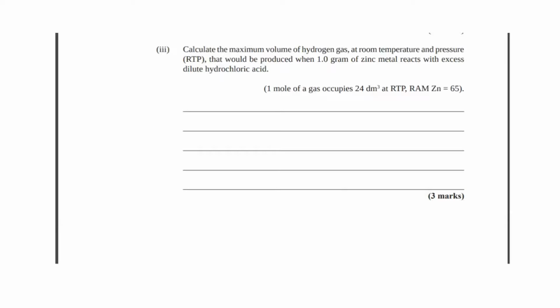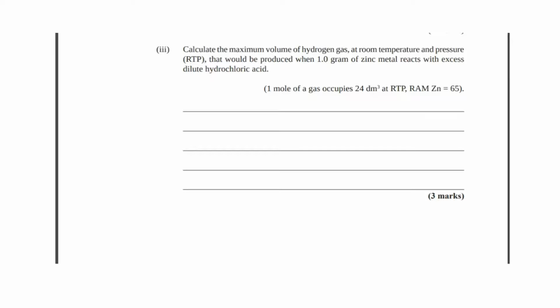So the next question is: calculate the maximum volume of hydrogen gas at room temperature and pressure, RTP, that would be produced when 1 gram of zinc reacts with excess dilute hydrochloric acid. So calculate the maximum volume of hydrogen gas at room temperature and pressure that would be produced when 1 gram of zinc metal reacts with excess dilute hydrochloric acid.